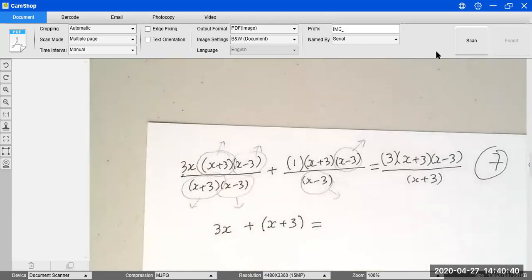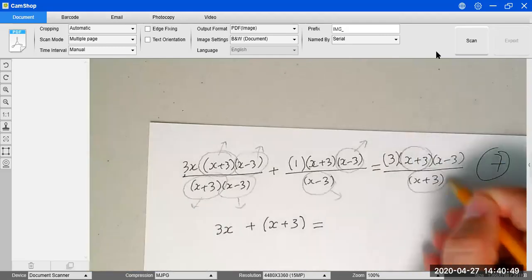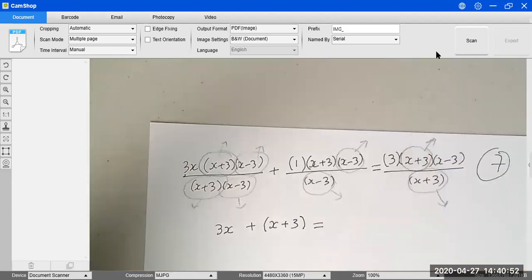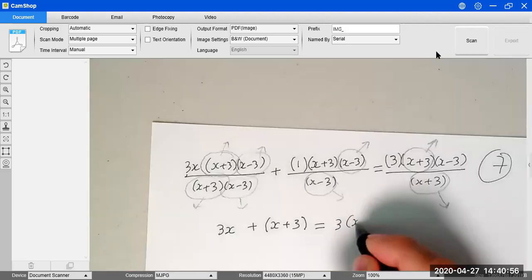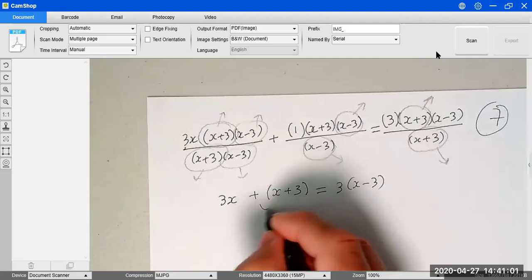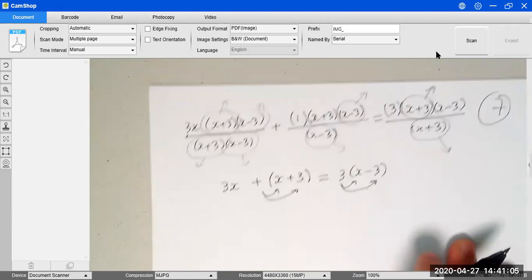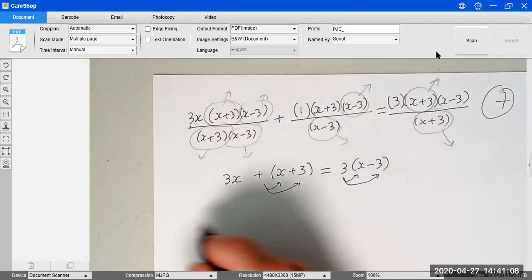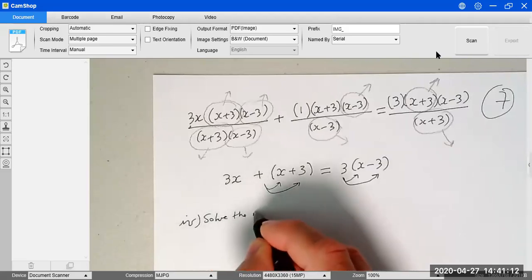Okay, then the rest. So I have here x plus 3 and x plus 3, they're going to cancel to each other. So you're going to get 3 that multiplies x minus 3. Now we're going to apply the distributive property here and here. And we're going to solve the equation. So we're going to solve the resulting equation.